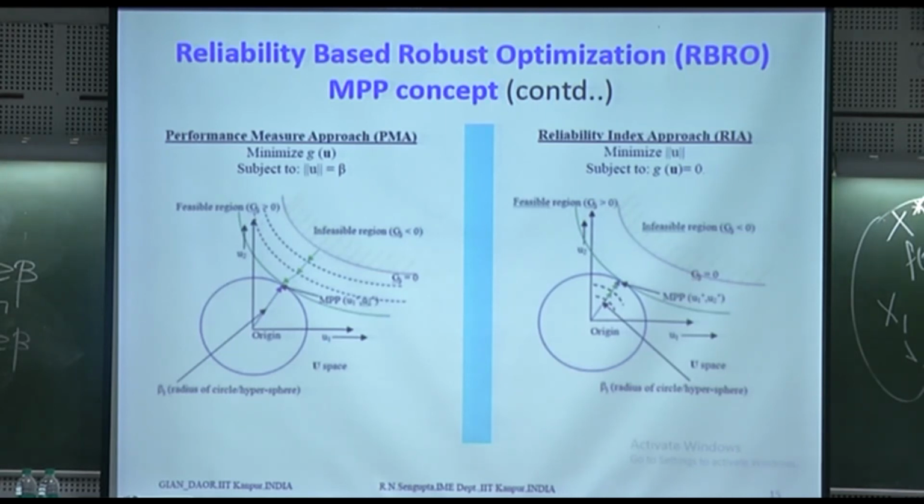Most probably this performance measure approach (PMA) and reliability index approach (RIA) methods have been built into some of the new MATLAB codes. I do not know, I cannot comment. But it's best to write your code if possible, implement that on a parallel scale with the optimization one, and then proceed step by step till you are able to reach the answer.